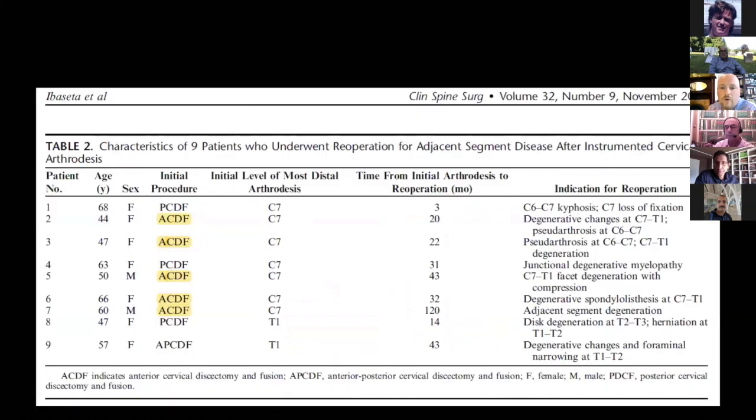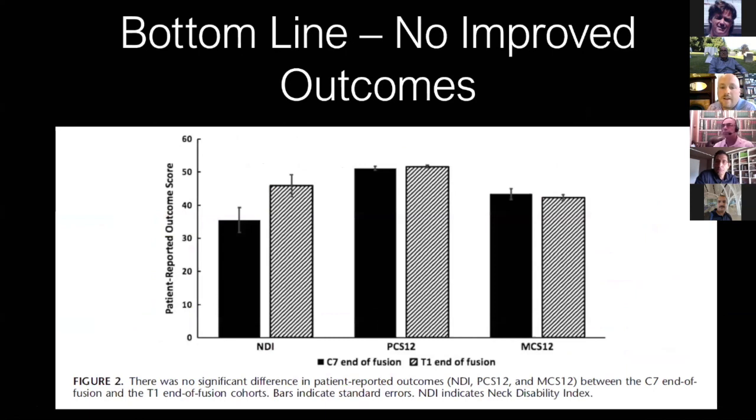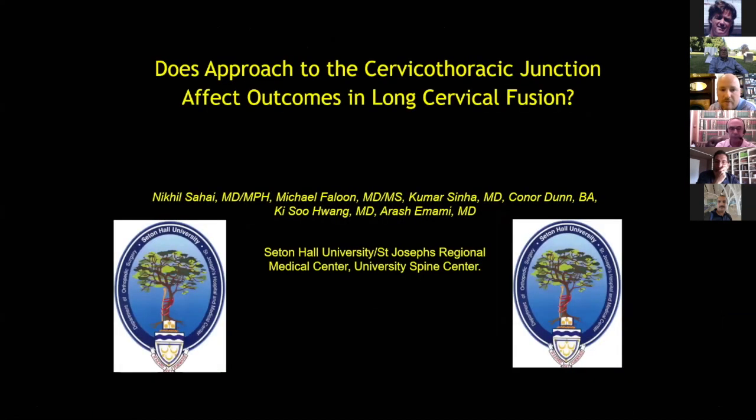And so when they broke it down by who was actually revised, now more than half of them were anterior cervical discectomy and fusions. So how can we come to the conclusion that there's an increased revision rate? When you look further into their study, they talk about, again, the same thing with outcomes of estimated blood loss, operative time, length of stay. But the bottom line is that in all of the patient categories or patient outcome studies, there's no difference. Now, maybe those outcome studies are inadequate, but we really have just failed to show the difference.